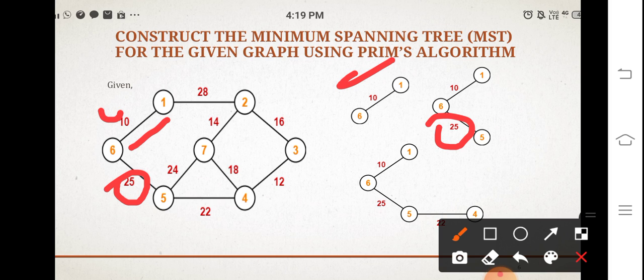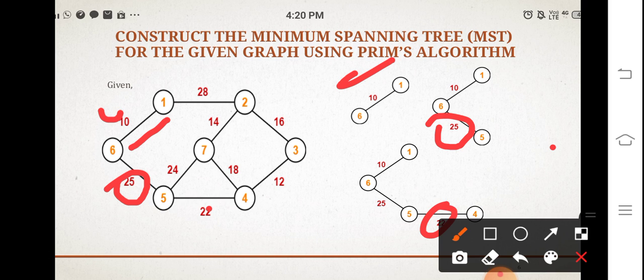Then the work of 6 is over now, and from 1, 1 to 2 is there, right? 1 to 2 is there, and 5 to 4 is there, 5 to 7 is there, right? So among these three, which is the smallest one? 22 is there, 24 is there, 28 is there. So 22 is the smallest one, so that I have selected here.